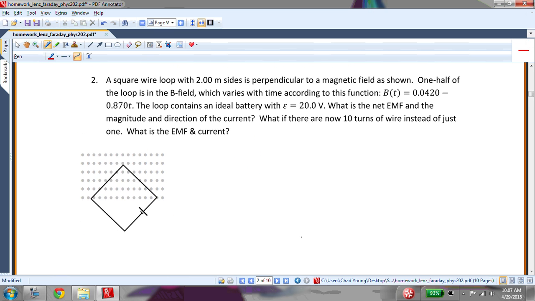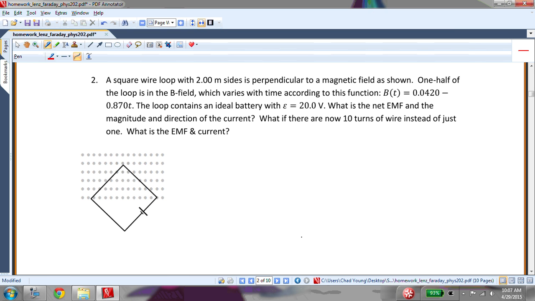A square wire loop with 2 meter sides is perpendicular to the magnetic field as shown. 1/2 of the loop is in the B field, which varies with time according to this function, and the loop contains an ideal battery with EMF equal to 20 volts. What is the net EMF and the magnitude and the direction of the current?